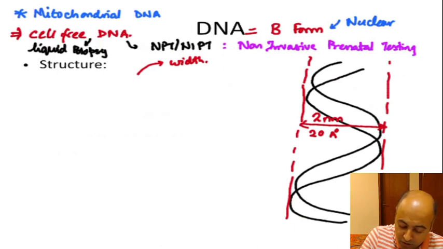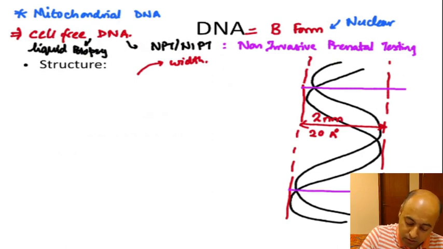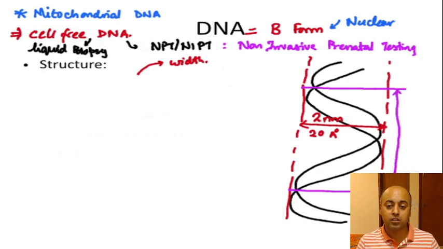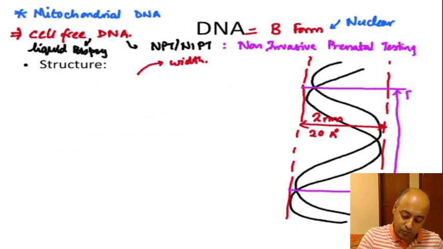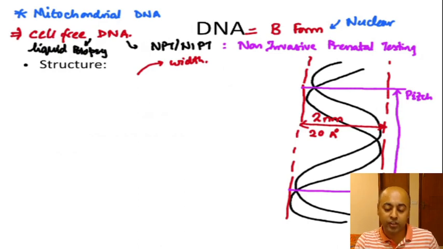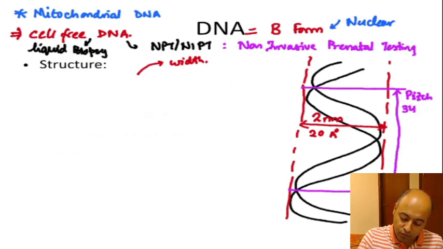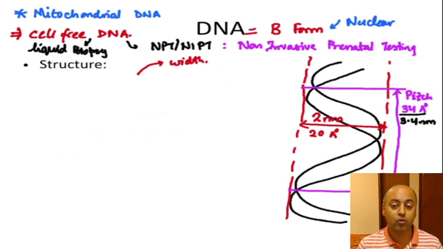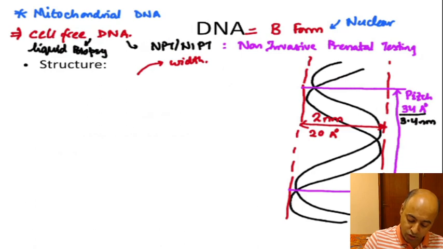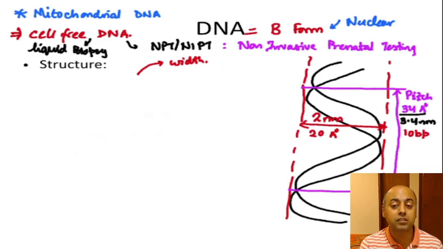The second dimension that you have to identify is the distance occupied by one turn of DNA. This is known as pitch. The pitch of DNA is approximately 34 angstrom or 3.4 nanometer. So pitch of the DNA is the distance occupied by one turn. And for the B form, it is commonly described as 34 angstrom or 3.4 nanometer, which contains 10 base pairs.